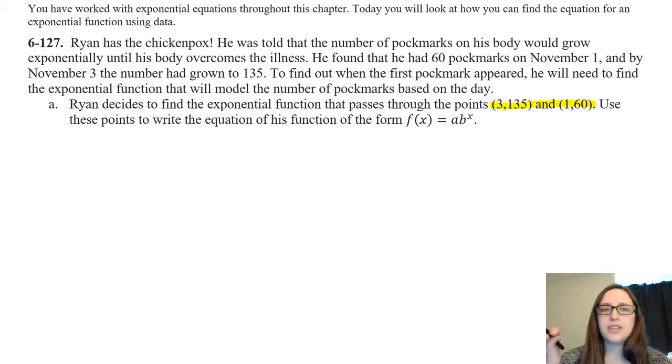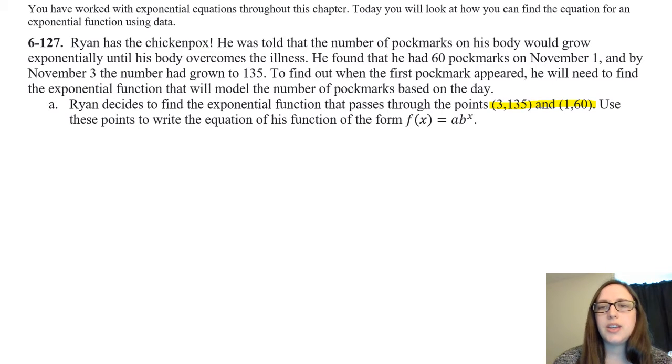So the x-axis is going to represent the number of days, and the y-axis is going to represent the number of pockmarks that he has. And that's what you'll find in most situations. X usually represents the time, and y represents the dependent variable. All right, so we are going to write an equation. We're going to find the starting amount of pockmarks, which we're going to assume is October 31st, since the first day is November 1st. And we're going to find out what the multiplication factor is.